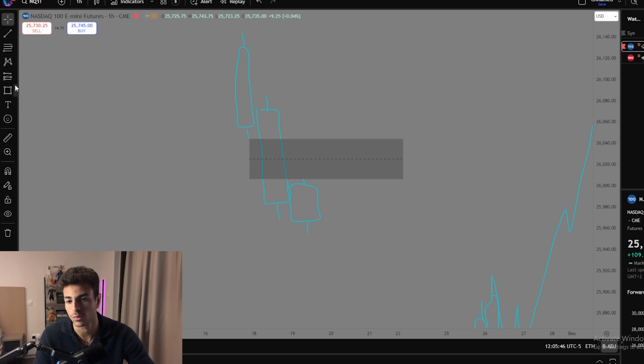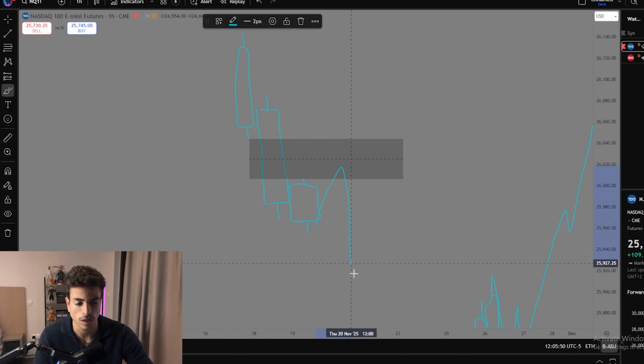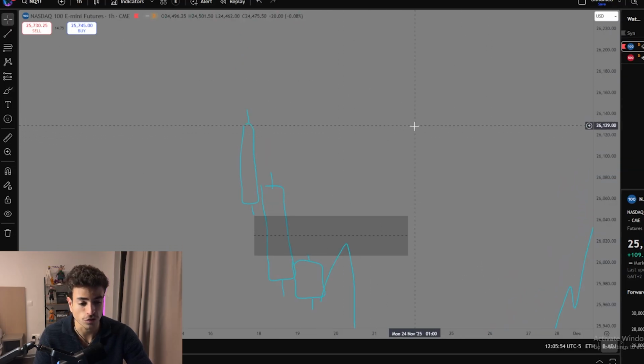Price is going to want to retest this level and go back down. So price is going to do this, bam, boom, and drop. What are inverse fair value gaps?